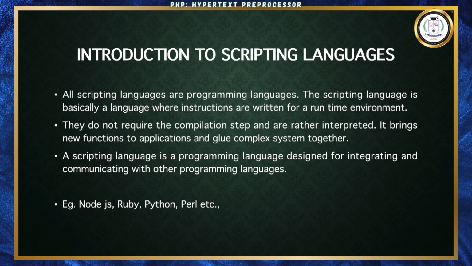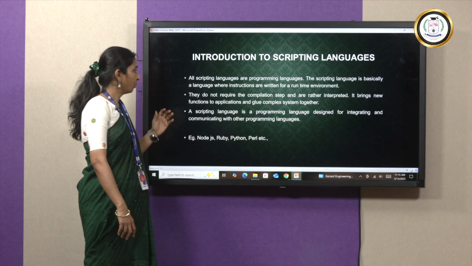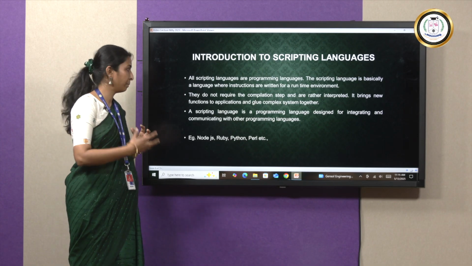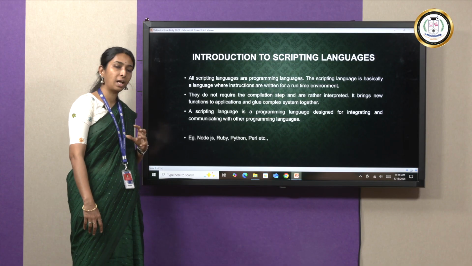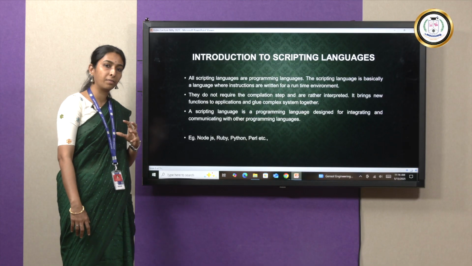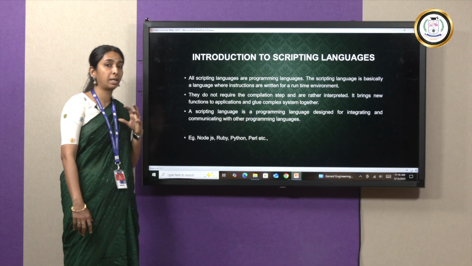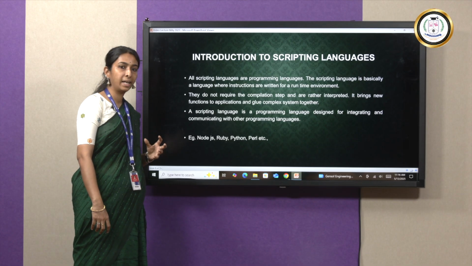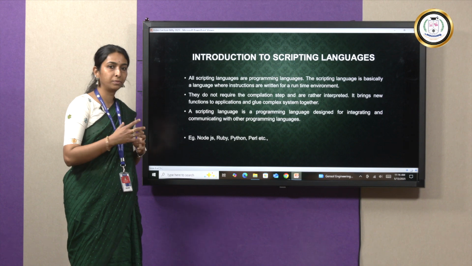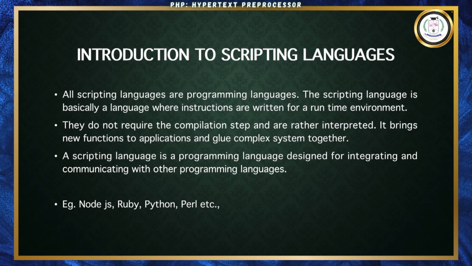So let us move on to introduction to scripting languages. As I said already, all scripting languages are programming languages whose instructions are written for a runtime environment. They have to be interpreted, or we could say scripting languages are the programming languages which require other programming languages for them to be executed, which we call interpreted. So they don't require the compilation step, instead they require interpretation. They bring new functions to the applications and glue complex systems together. Scripting languages are mainly designed for integrating and communicating to work with other programming languages. Examples of scripting languages, as we already discussed, are Python, Perl, Node.js and Ruby.